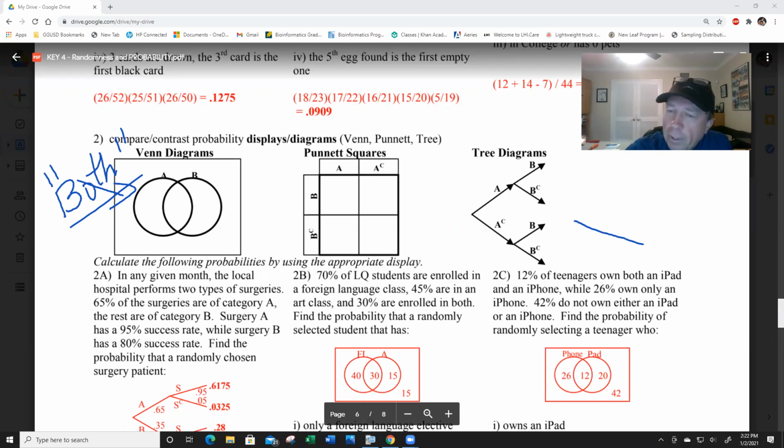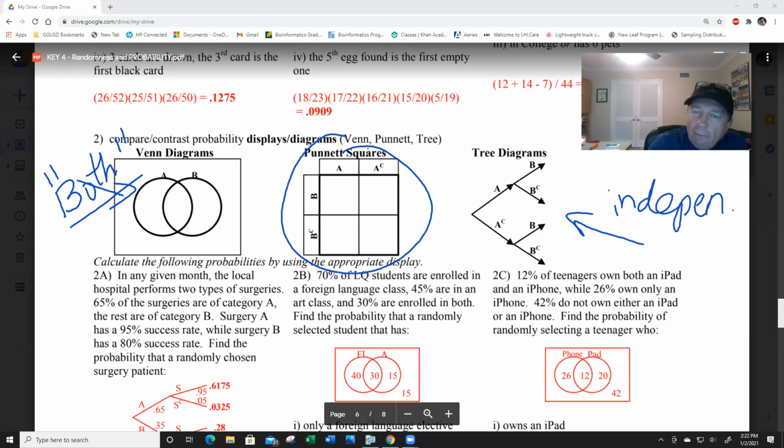Tree diagrams are typically for independent events. Okay, independent events. The Punnett square is another way of doing the tree diagram. Typically biologists do the Punnett square, see how it says A exponent C, that's A complement, and then B complement. That's typically what they do in biology. But in stats, we use tree diagrams or kind of flow charts, what happens. So we don't usually use this, but I have it there just to show you what you could do.